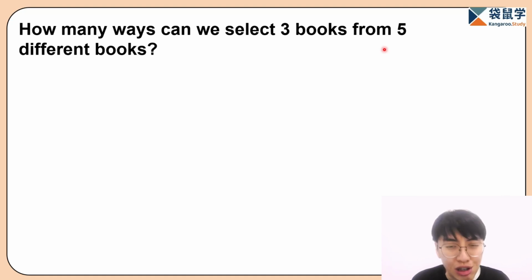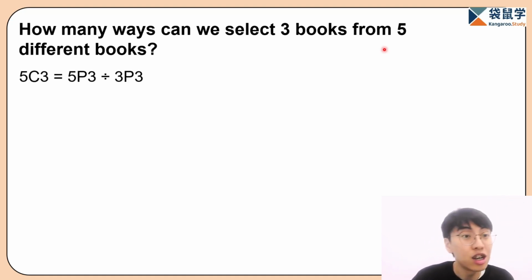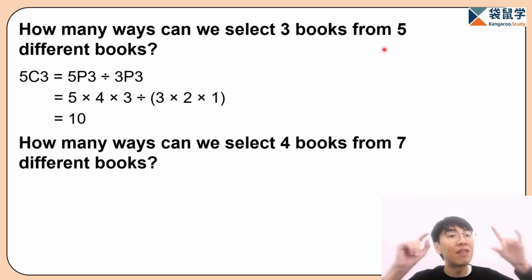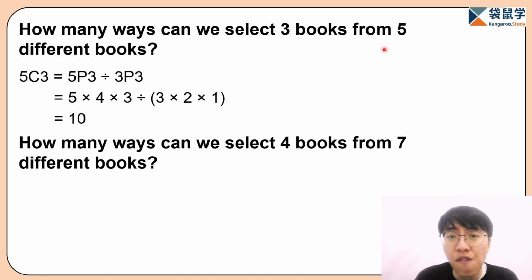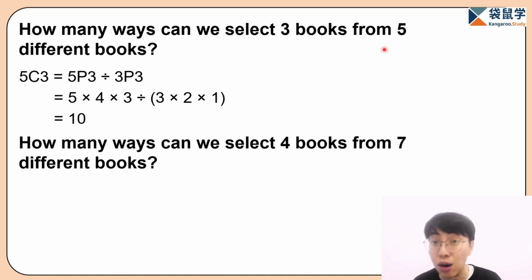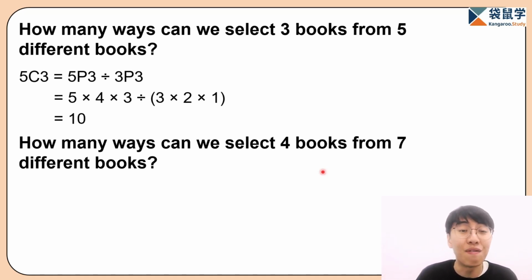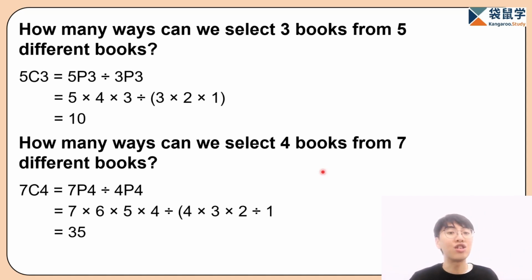So if we use combination, 5C3. And that gives me 5P3 divided by 3P3. And solving this out, we should be able to get our answer of 10. Similarly, if I have another question that asks us to select 4 books from 7 different books, hopefully all of you can see that this is another question on combination. So the answer is as follows: 7C4. Solving for it, we just get 35.